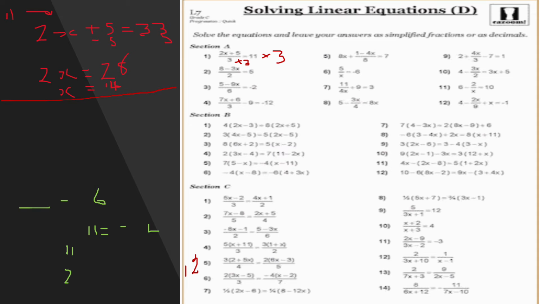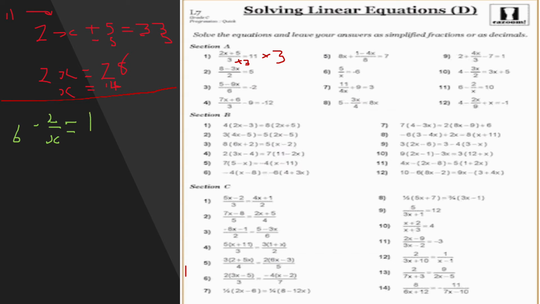Okay, let's now look at question 11. I think question 11 actually is quite a good one. So I've got 6 minus 2 over x is equal to 10. Again, I want to do it so I get x to be on its own.